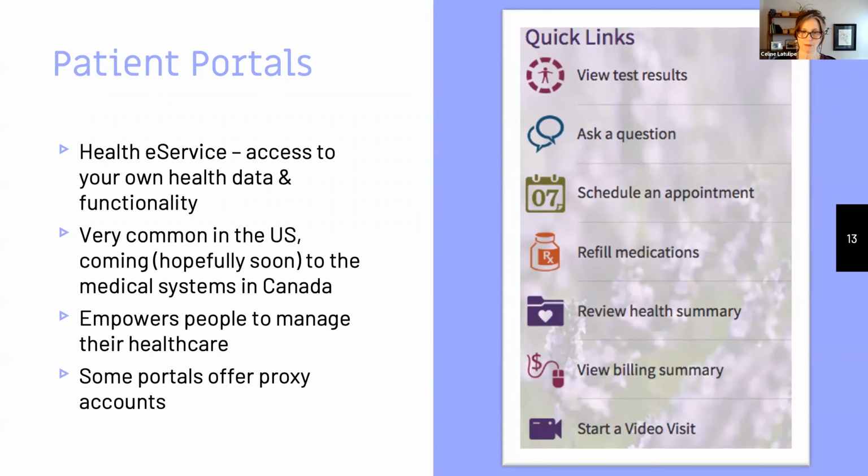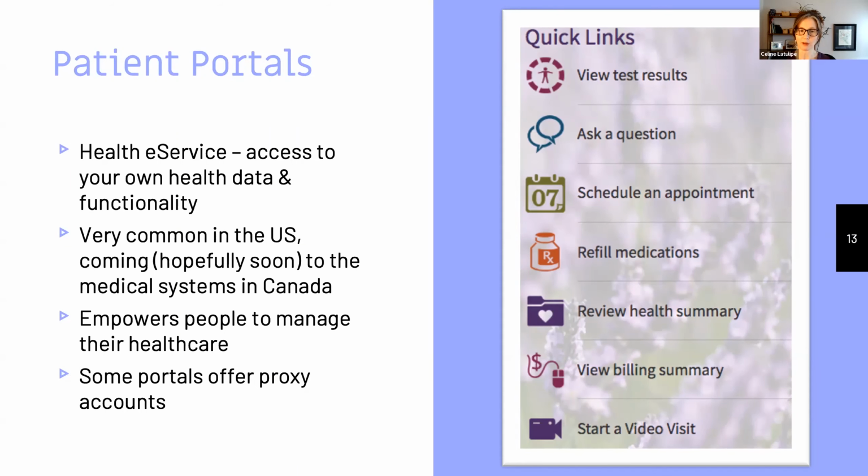It's very, very common in the US. The patient portal is offered by a hospital or a healthcare system. You log in and you can get access to your own medical information. You can see your test results from a blood test. You can send a question to a nurse or a doctor. You can schedule appointments. You can ask for refills of your medications, look at your health summary from your most recent visit or your whole medical history, look at your billing summary, which is of course relevant in the US where it's insurance and private insurance based. And you can even do things like video visits.